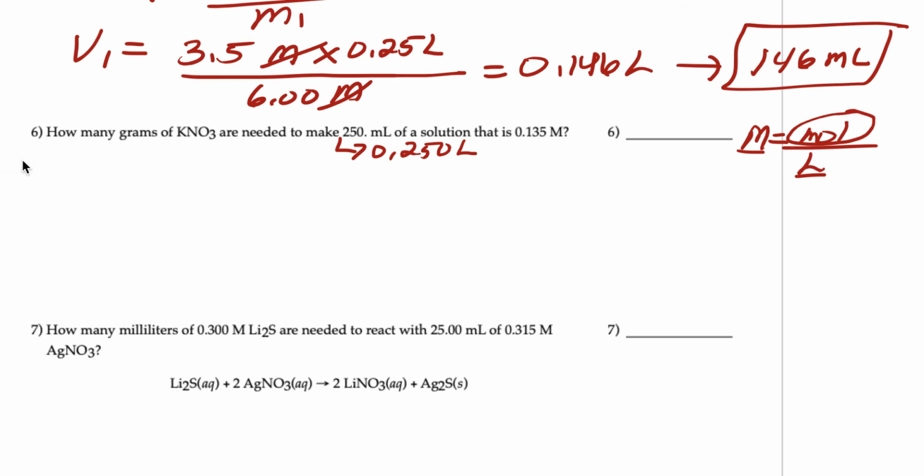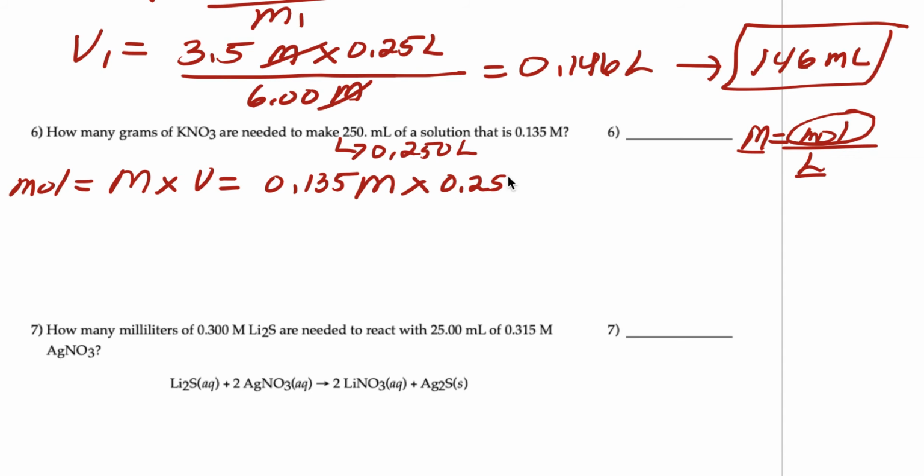So the number of moles is going to be the molarity times the volume, and that's going to be 0.135 molar times 0.25 liters, and that's 0.135 times 0.25, which is 0.03375 moles of potassium nitrate. So now we have to convert the moles to grams.